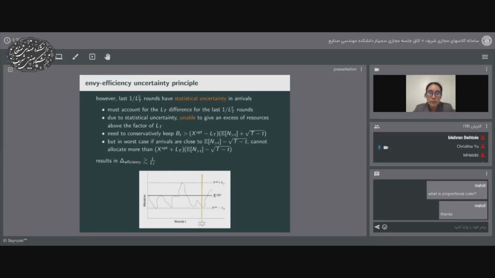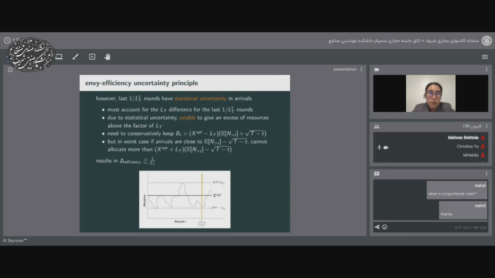But however, now the other aspect is that suppose I get to round the last 1 over LT squared rounds. So think of time t being capital T minus 1 over LT squared. We need to account for the fact that in the last rounds, there's some statistical uncertainty in the amount of people arriving. And on one hand, we need to be conservative to have enough to allocate for this last 1 over LT squared rounds.